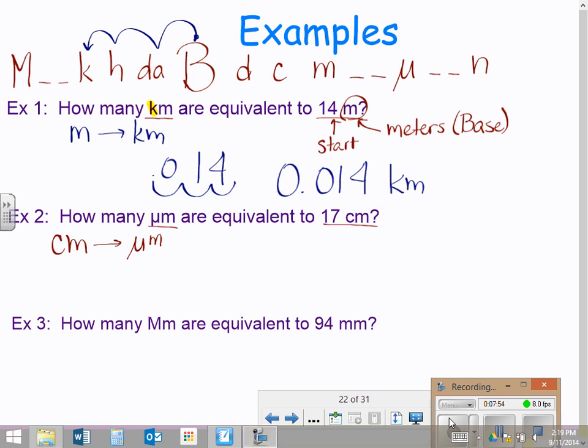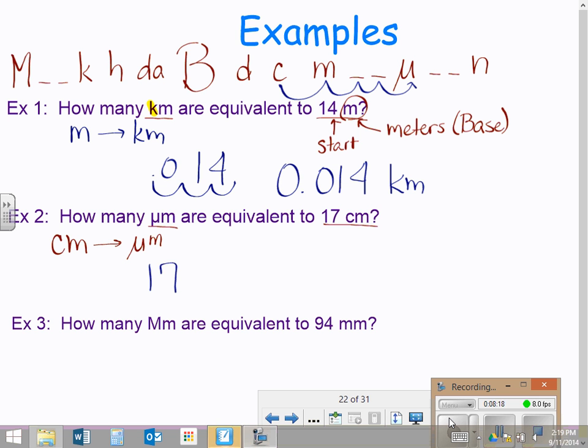So let's erase what I did last time. So this time I'm going to start at a prefix. I'm going to start at centi. So here's centi. You can do it from the bottom if you need to. 1. And I have to hit both of those blanks in between. So that's 2, 3, 4. All right, so here's 17.